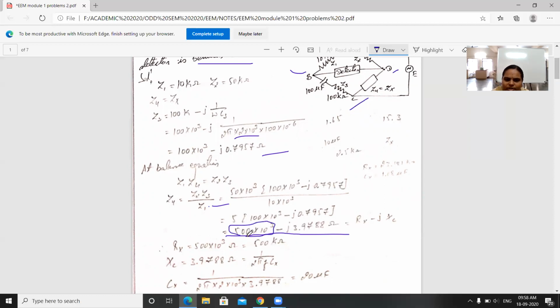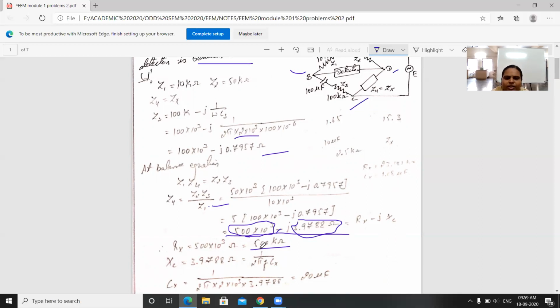This real value means it is a resistance. The imaginary part, observe here, if you get a negative value, it will be a capacitance. For that reason, Rx minus JXC. So Rx is what? That is 500 kilo ohms, right? Then XC is equals to 3.9788.